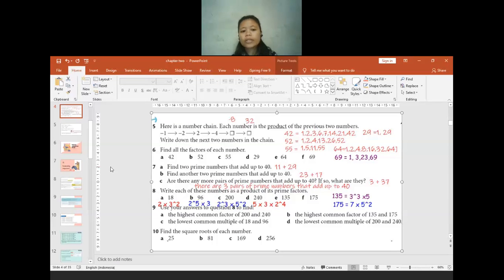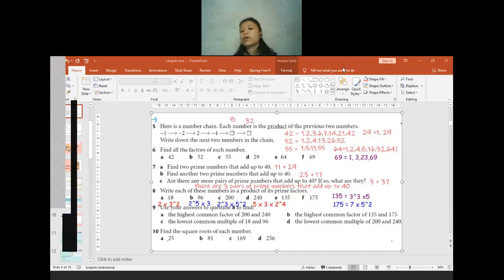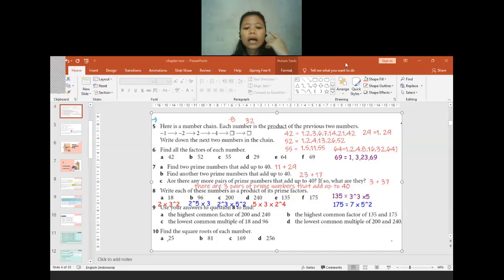Yesterday we were at question 8, right? Yesterday we were finding the prime factors for all of the numbers given. And today we are going to finish question 9 because we haven't finished this exercise 1.4. So let us finish it. Is there anyone who has already found the highest common factor of 200 and 240? I already asked you to finish it yesterday. What will the highest common factor of 200 and 240 be?